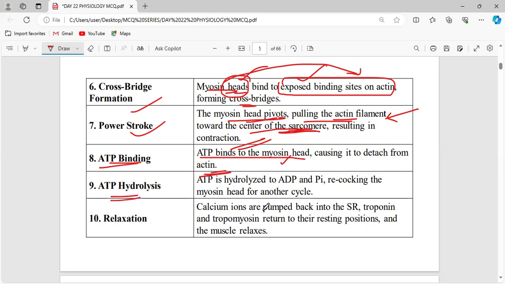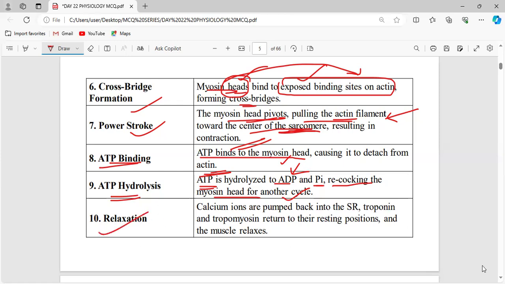Now the ATP hydrolysis is happening. Once the ATP is hydrolyzed, it is broken down into ADP, that is adenosine diphosphate, and one phosphate is released. Now recocking the myosin head for another cycle. See, if the muscle has to be contracted, one myosin is not sufficient to bind with the actin. The process has to be repeated. For that, ATP hydrolysis keeps on happening as long as the impulse of contraction continues.